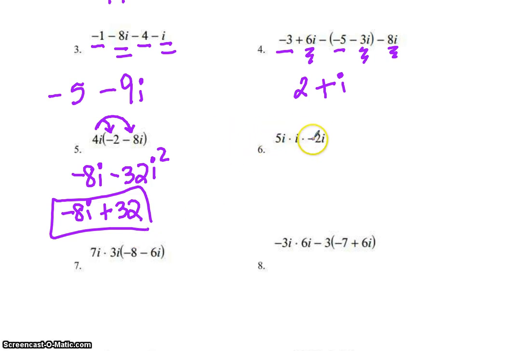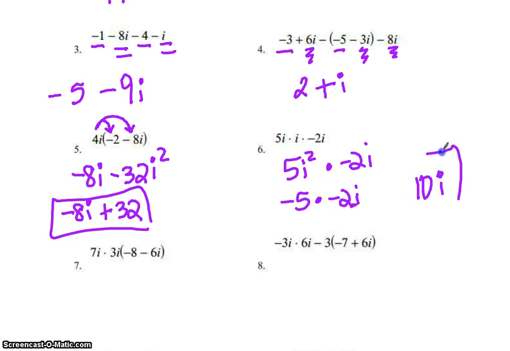5i times negative 2i. We have 5i times i gives you 5i squared times negative 2i. Well, I know that this i squared has to change to negative 1, so this is really negative 5 times negative 2i. And so negative 5 times negative 2 is a positive 10i.